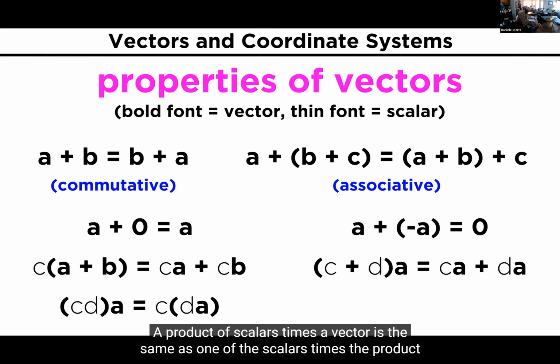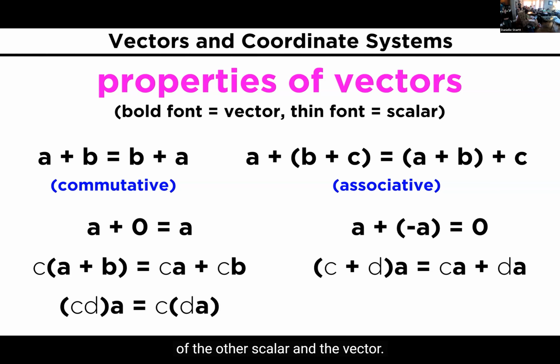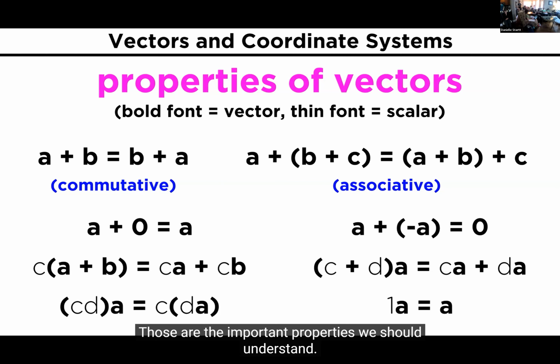A product of scalars times a vector is the same as one of the scalars times the product of the other scalar and the vector. And 1 times any vector is simply that vector. Those are the important properties we should understand.